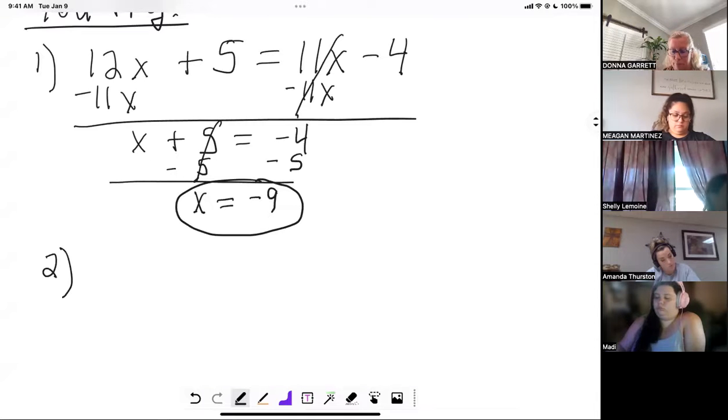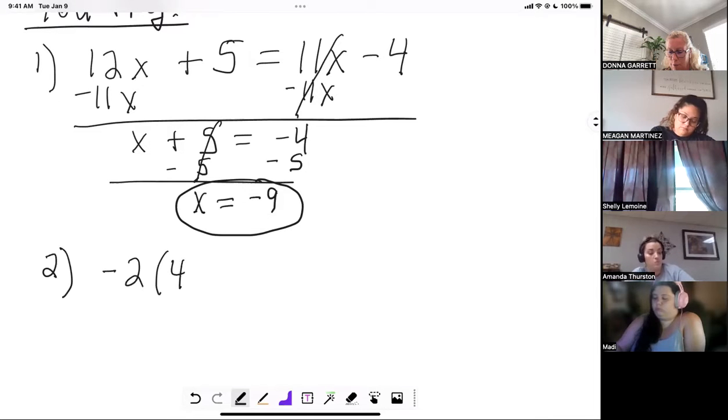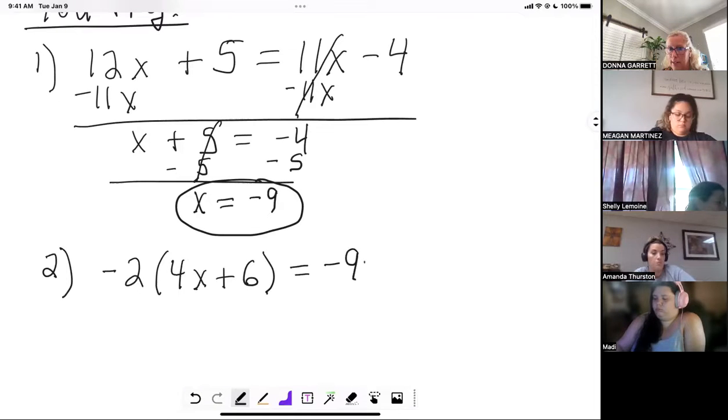Two. -2 parentheses 4x plus 6 parentheses equals -9 and -16. Well, where do I get n from?